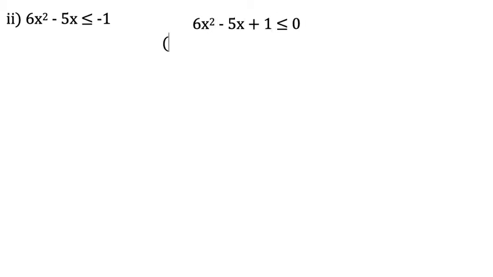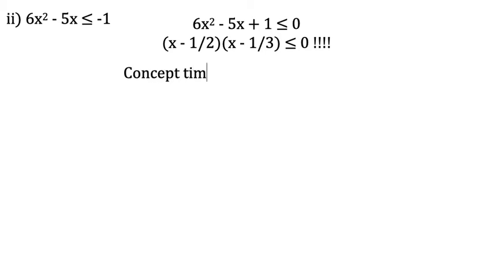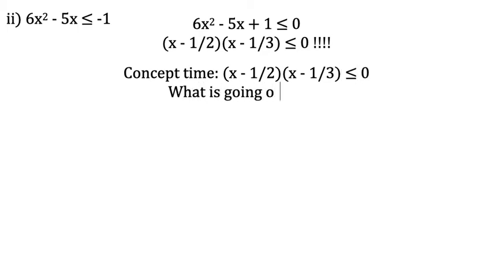We're going to have a problem here if we are not careful. So it's concept time. x minus 1/2 times x minus 1/3 is less than or equal to 0. What is going on here? This is the same as a times b is less than or equal to 0.